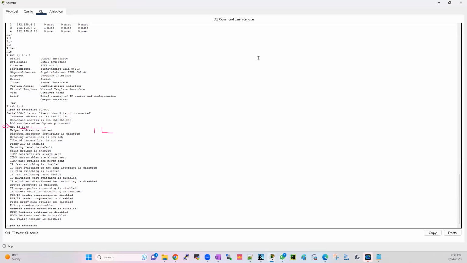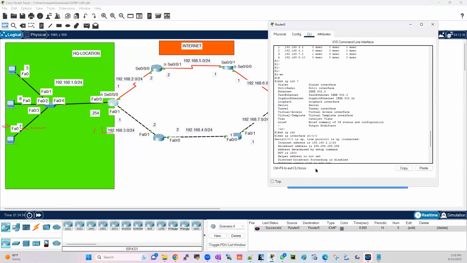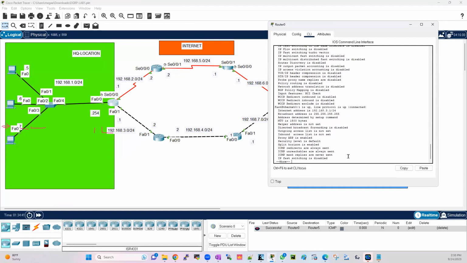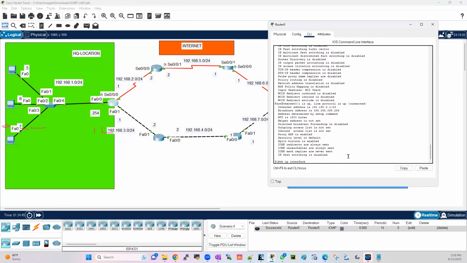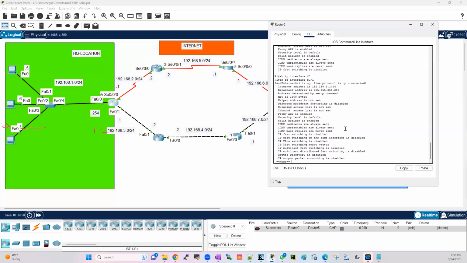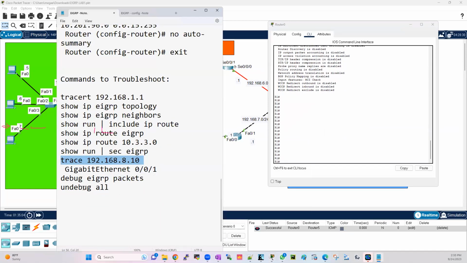Okay, let's check the other interface, which is Fast Ethernet, F0/1. We have the same MTU. I want to see if I can find some of the other metrics we can use. We can debug the packet, show the IP route, and then, okay, let me see the topology.